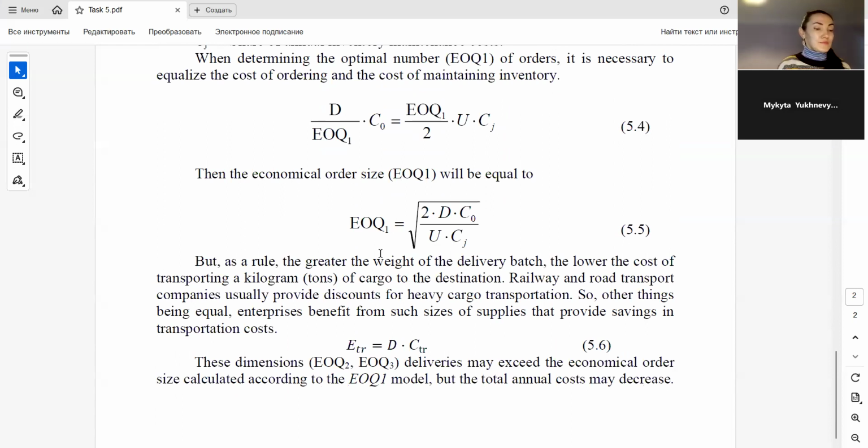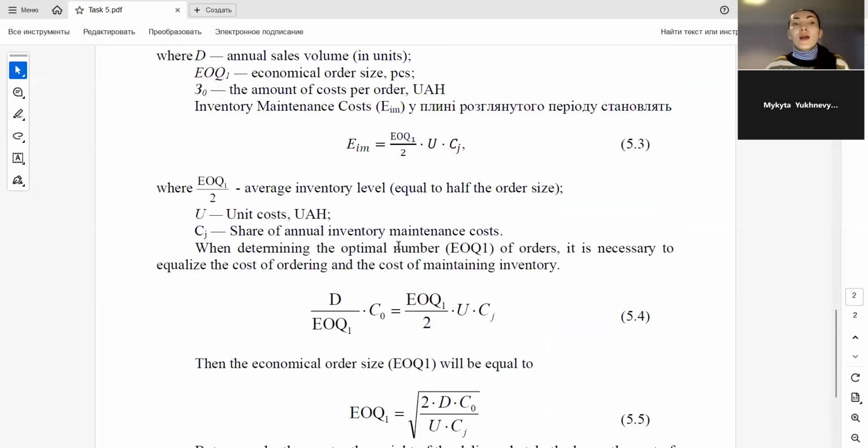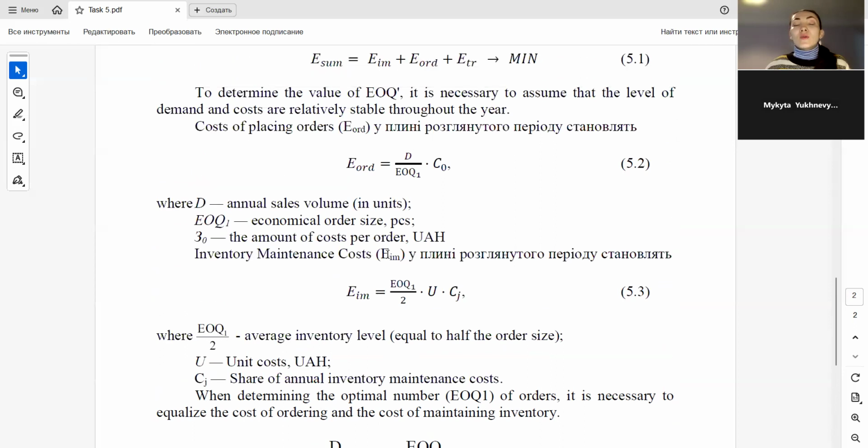EOQ is equal to, we use square root. And in our numerator under square root, we write 2 multiplied on D. We already use these parameters in our formula 5.6. It is how much is our annual sales value.